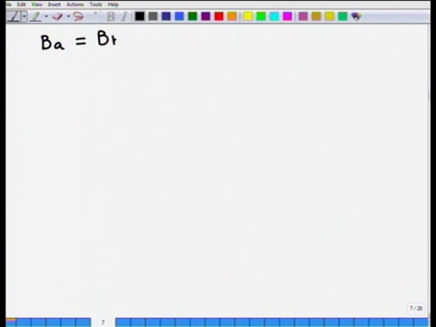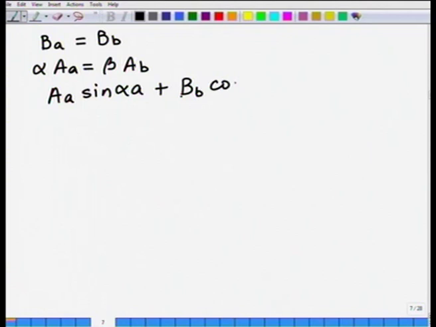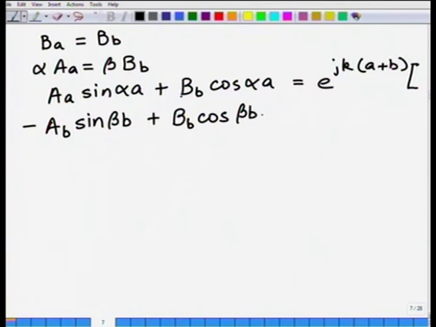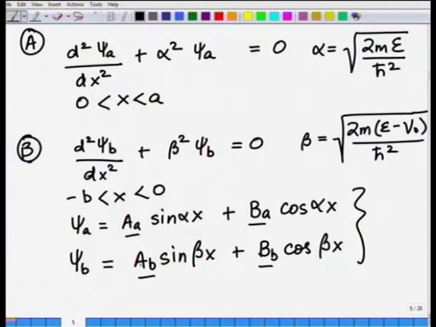Second, from the second equation, we will get A_A is equal to beta A_B. The third equation we are going to get is A_A sin alpha a plus B_A cos alpha a is equal to e to the power j k (a plus b) minus A_B... A_B is the constant, not a of b. A_B sin beta b plus B_B cos beta b. So, our constants are A_A, B_A, A_B, B_B. So, we are going to apply this.